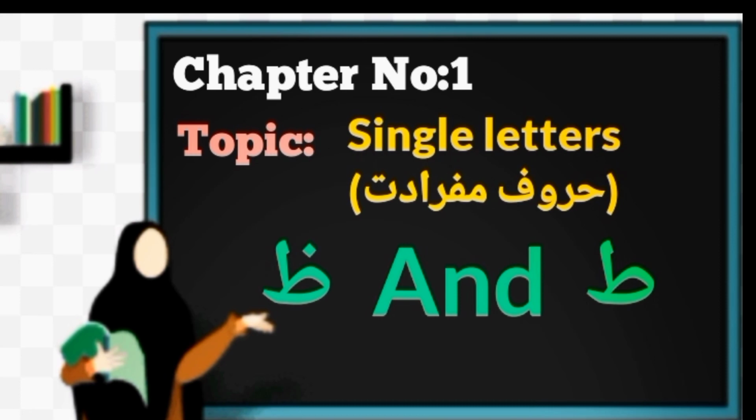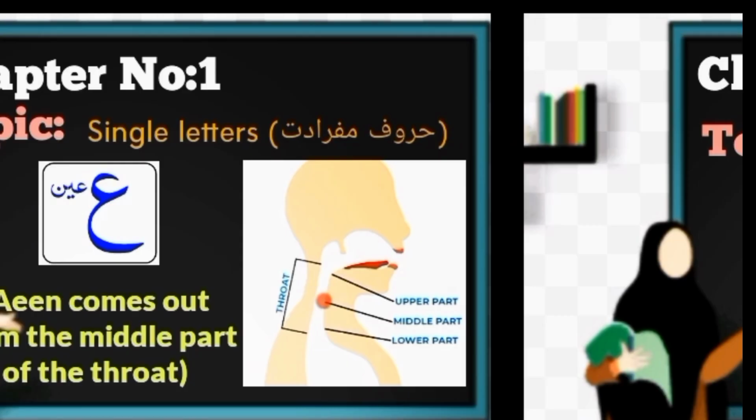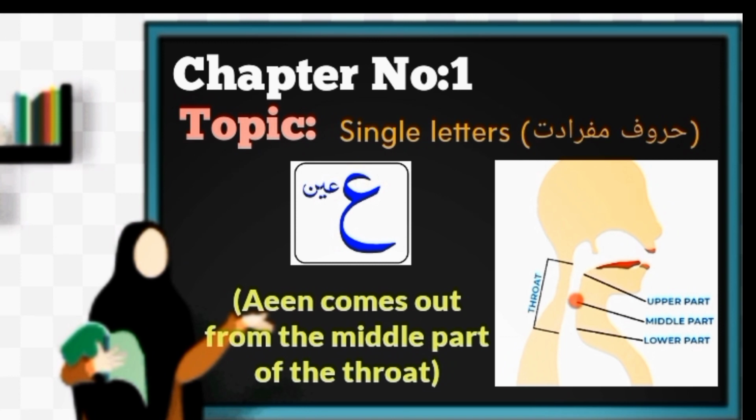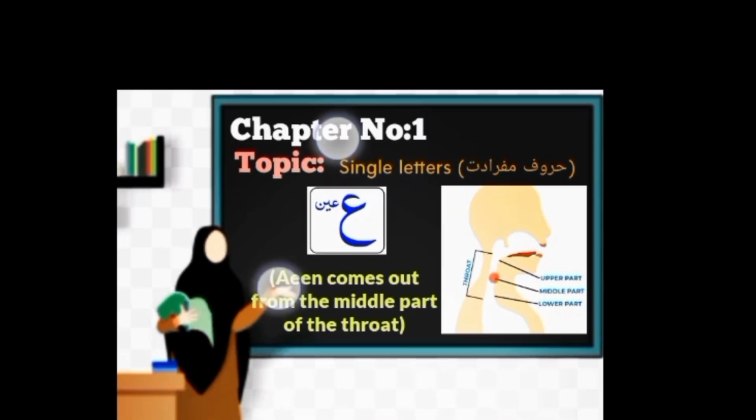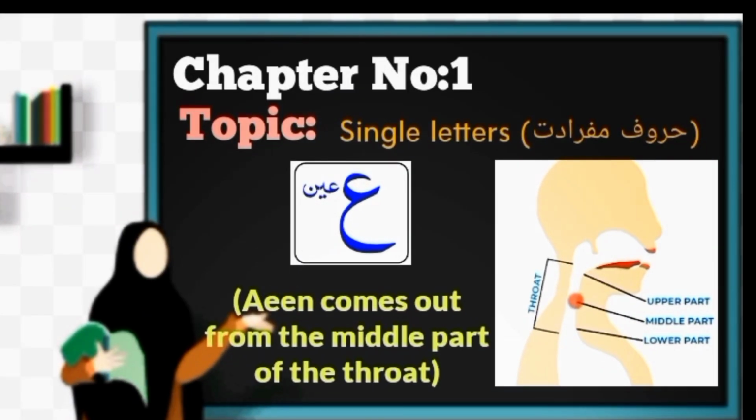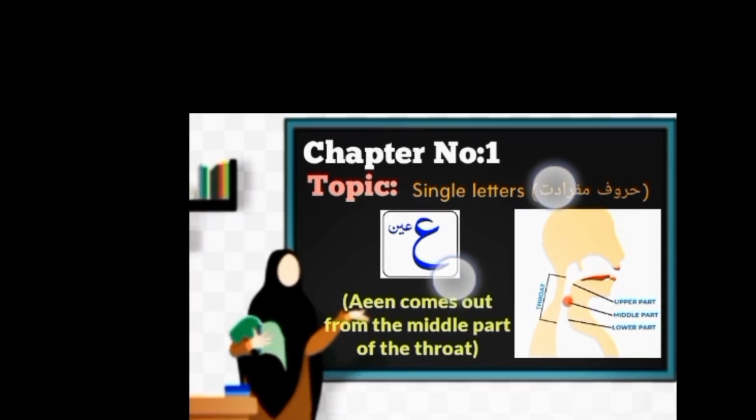After Za, the next letter we have is Ayn. Ayn. Remember, it's Ayn. Ayn has no dot. Let's see the makhraj of Ayn. Ayn comes out from the middle part of the throat. Okay, from here you can see.